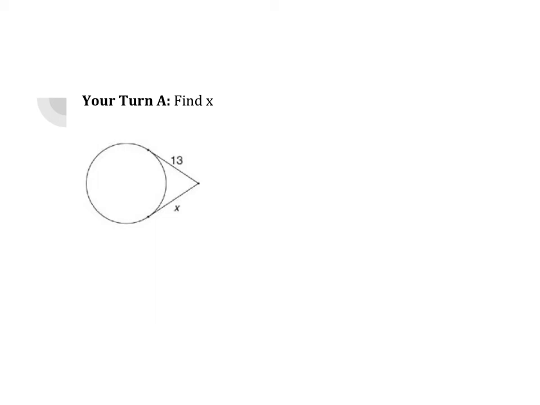All right, now it is your turn. Go ahead and try and solve for x using the diagram given to you. Go ahead and hit pause and write down your answer.